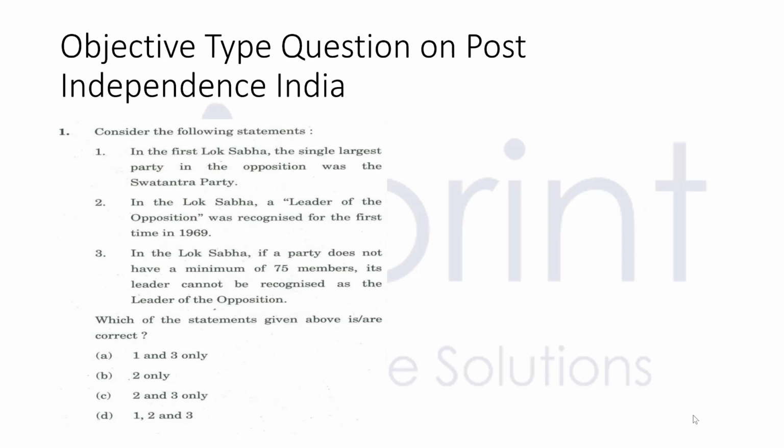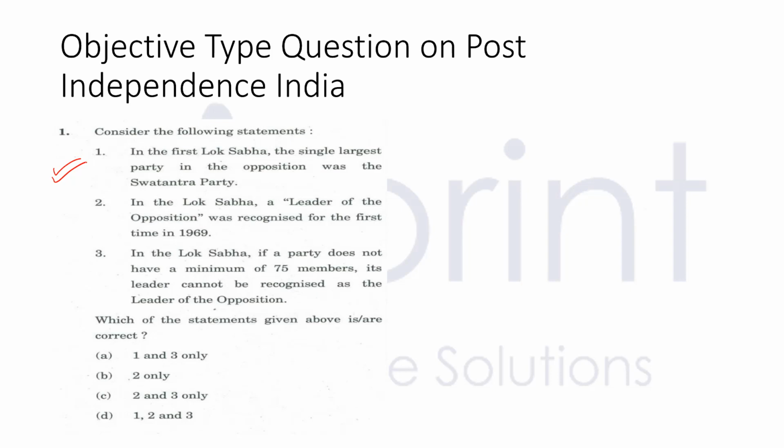The question was, consider the following statements. In the first Lok Sabha, the largest party in the opposition was the Swatantra Party. This is the first statement. Then, in the Lok Sabha, a leader of the opposition was recognized for the first time in 1969. And the third point: in the Lok Sabha, if a party does not have a minimum of 75 members, its leader cannot be recognized as the leader of the opposition. These are the three statements, and the choices are: option A is 1 and 3, option B is 2 only, option C is 2 and 3, and option D is 1, 2 and 3.